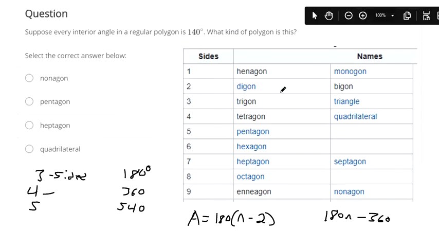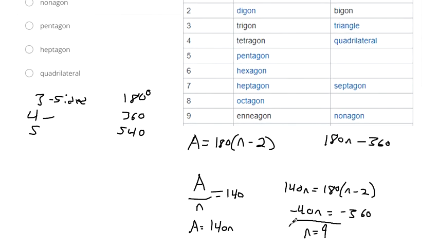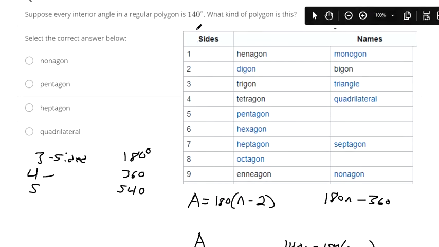And I got this table off Wikipedia too. You could just search the words pentagon, hexagon, heptagon, and they should come right up on Wikipedia. The other way of figuring it out: we figured out it's a 9-sided figure by making this equation. The sum of the interior angles divided by the number of sides, we were told that equals 140.